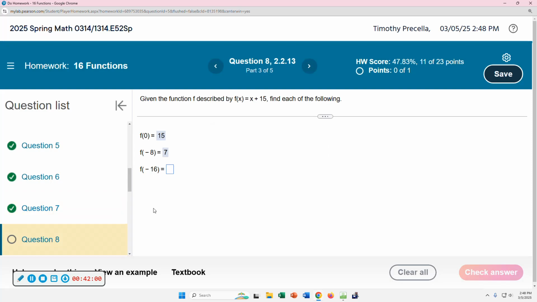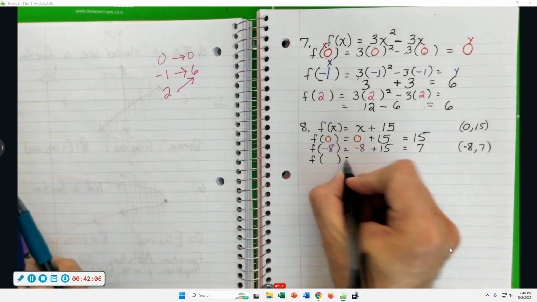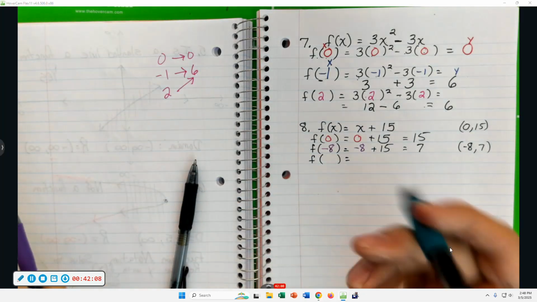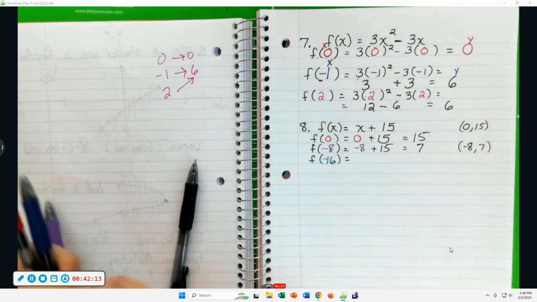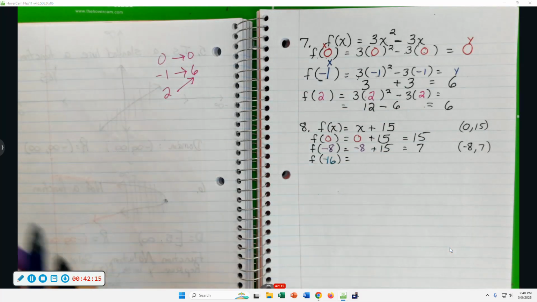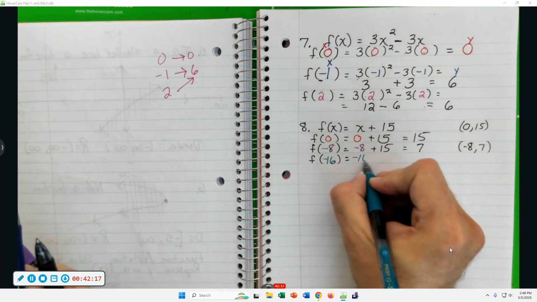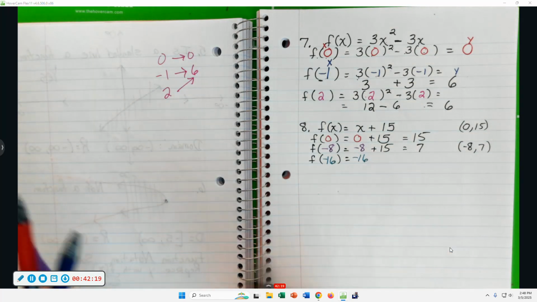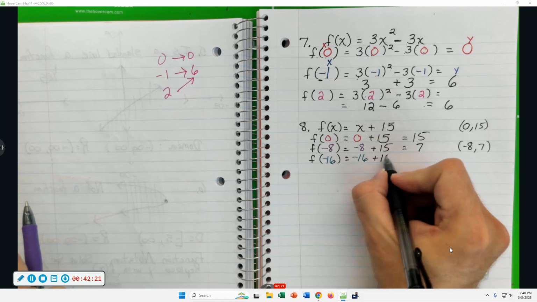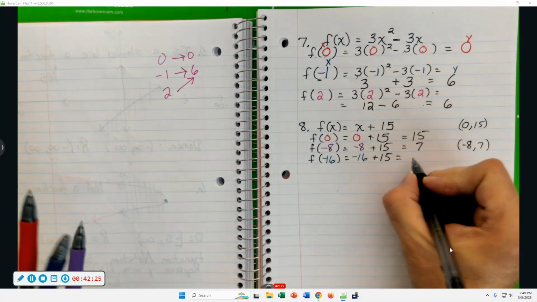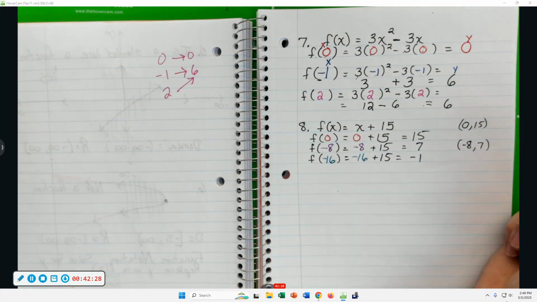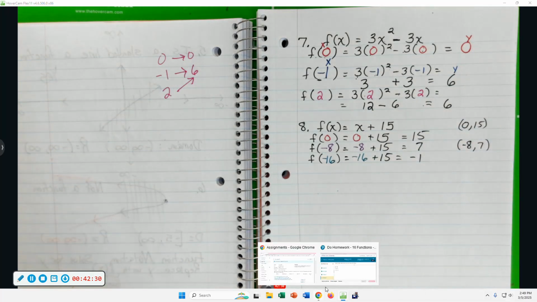F of negative 16. So this is saying plug a negative 16 in for x. And what are we going to get? Is this going to be hard or not so hard? Negative 16 plus 15. Did I hear negative 1? Yes. Negative 1. Okay.